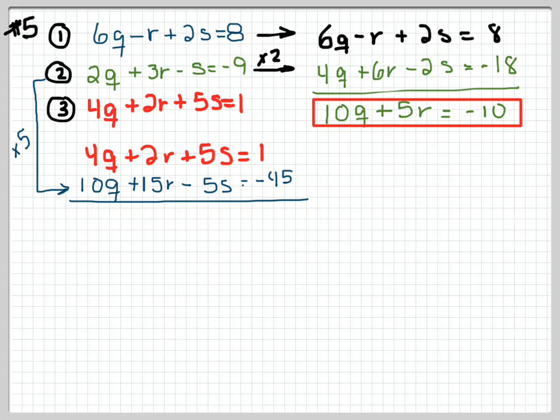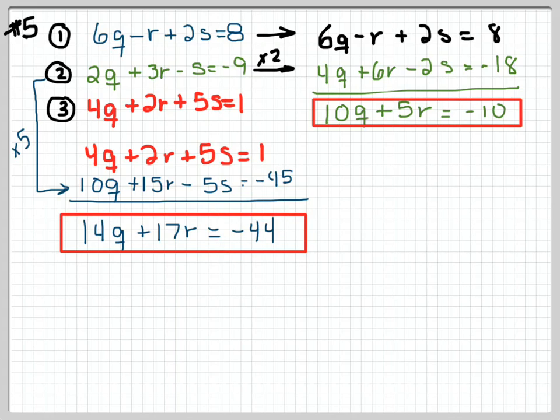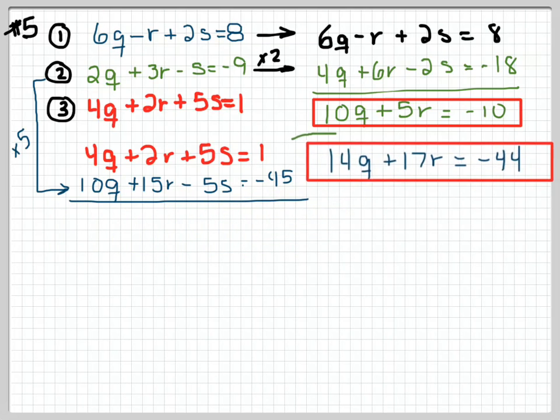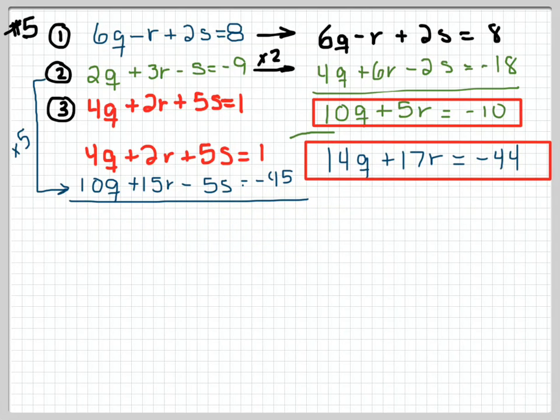And I'm going to add those two together, giving me 14Q plus 17R. My S's disappear, equals negative 44. So that's my next equation. So now we've got these two equations. Let's go ahead and put them underneath each other. There we go. And we're going to solve that system of equations.